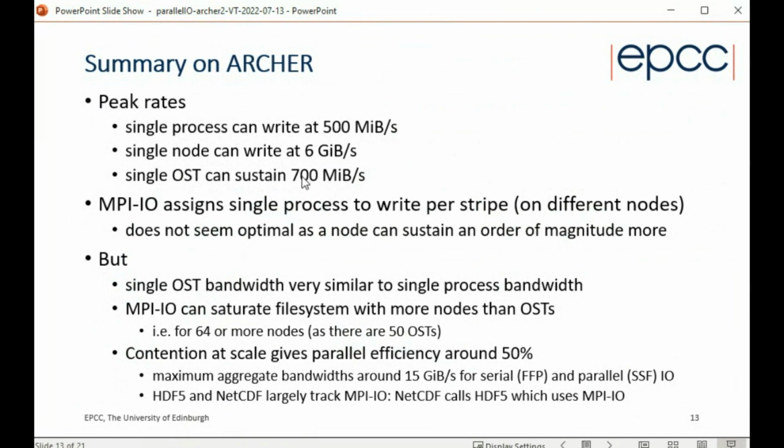But a single OST could only do about 700, okay? So in fact, a single process could basically saturate an OST. So the OSTs were very slow. However, there were lots of them. There were about 50 of them. And so you could get very, very high I/O rates because a single process could saturate an OST, and we could run on lots of nodes, lots of processes.